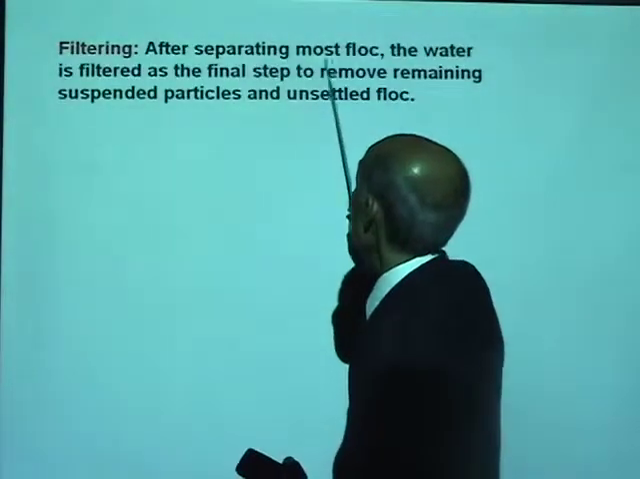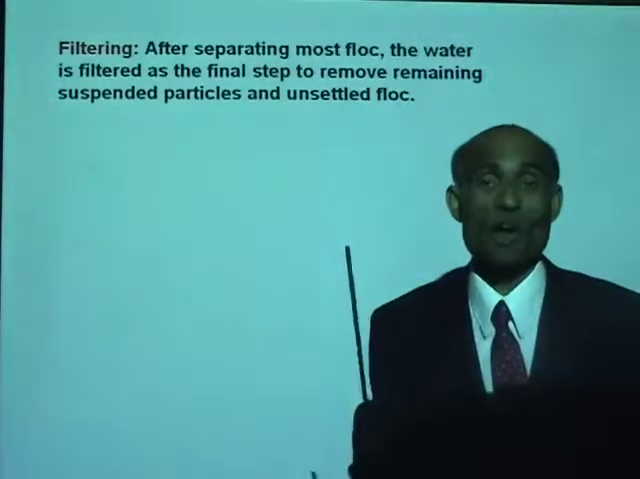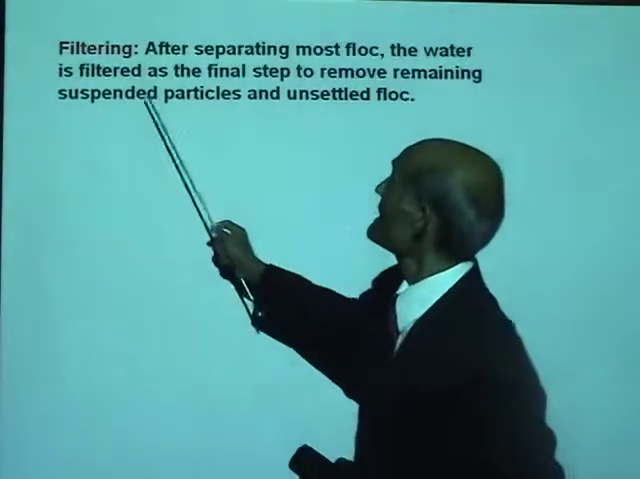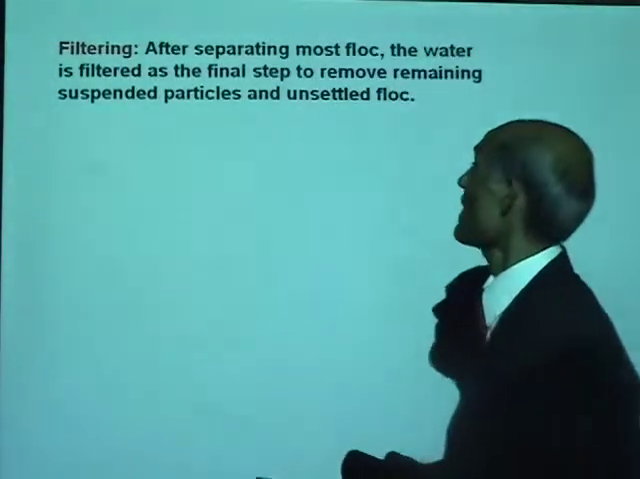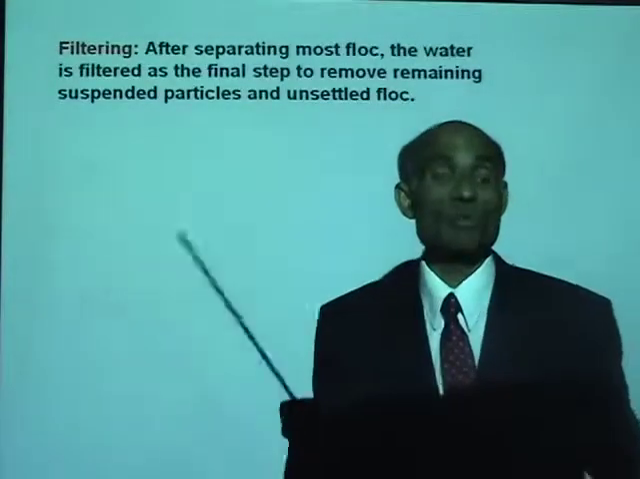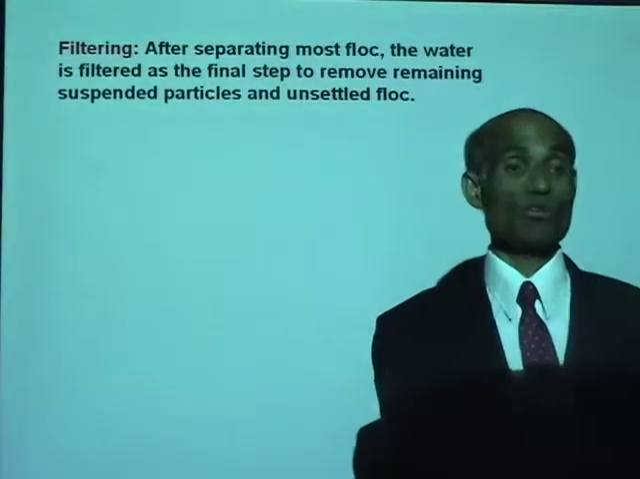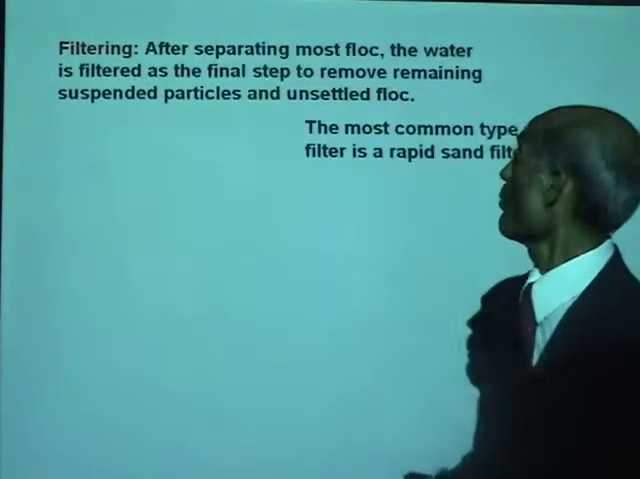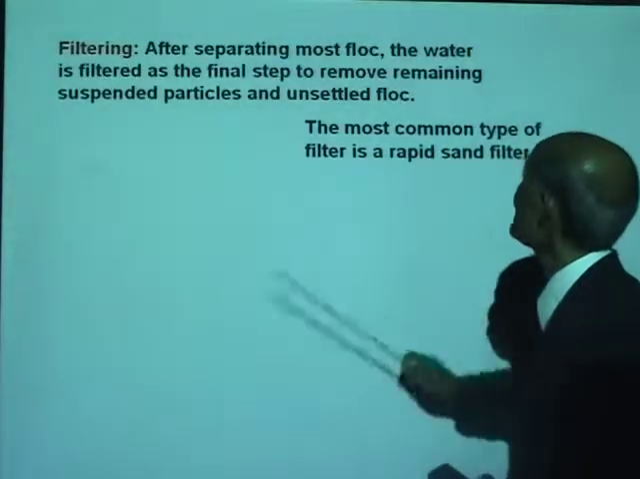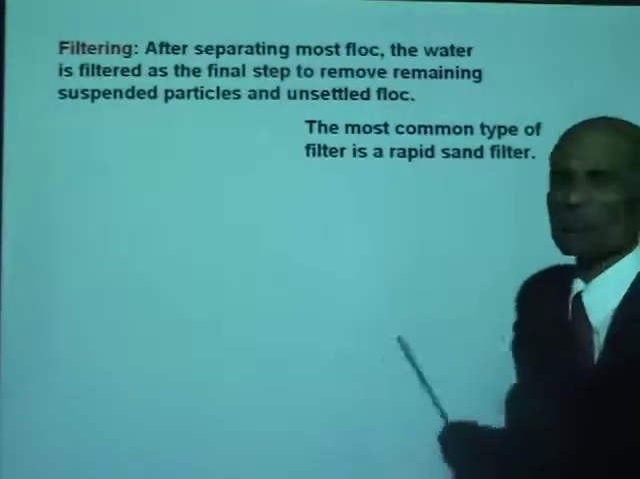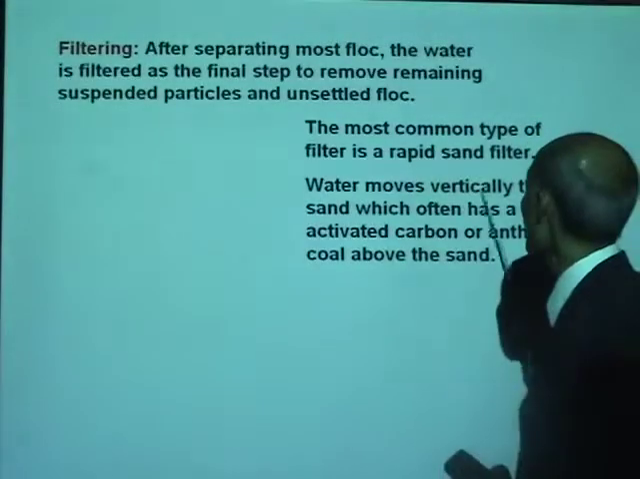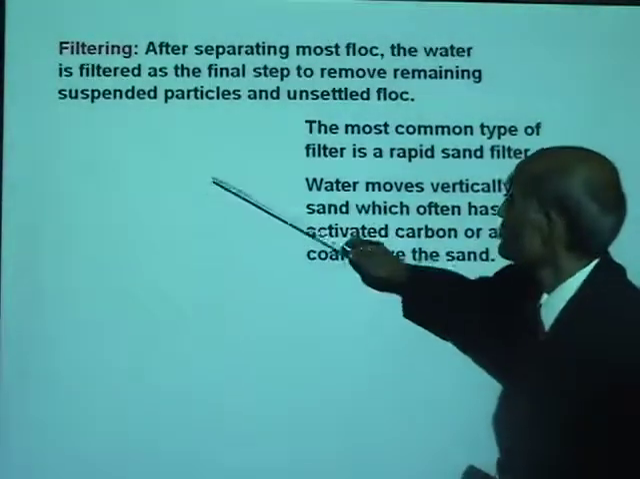Now, after separating most of the flock, you cannot remove all the flocks. Water is filtered as the final step to remove remaining suspended particles and unsettled flock. And what is the filtering process? The most common type of filter is a rapid sand filter. Now, water moves vertically through sand.